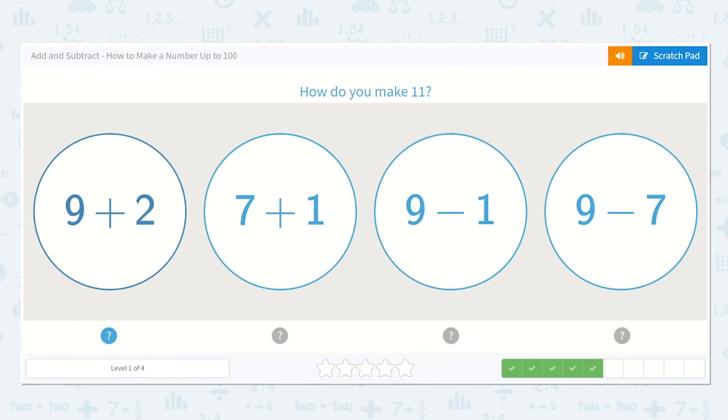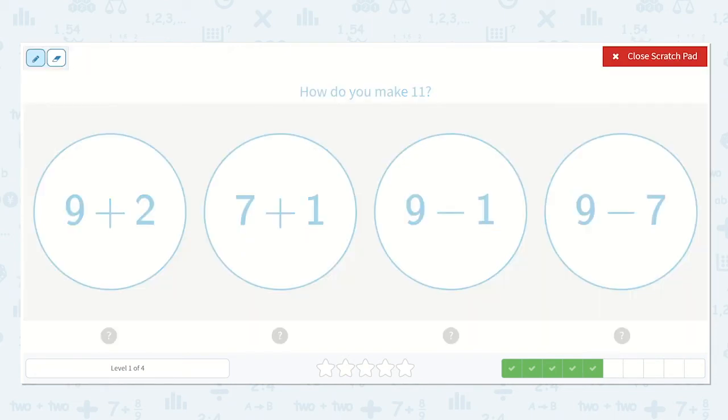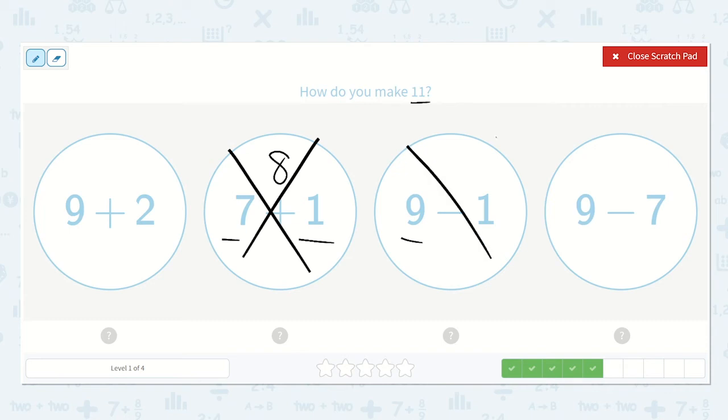All right, how do you make 11? Well, let's see. I know that 7 plus just one more is going to be 8. So that one is not large enough. Now we have 9 and we are going to be taking something away from it. But 9 is already less than 11. So if we're taking something away from it, we're making it even smaller. So it will not be that option either. Same thing with this one. 9 is already less than 11. So we know that taking something away from it is going to make it much smaller.